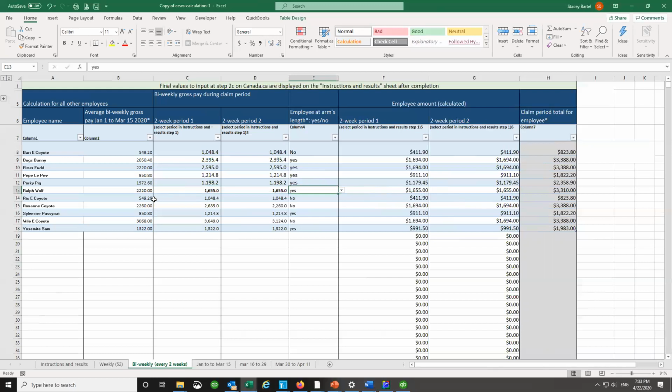Now, did we have anybody else that was like that? Same thing with Porky Pig. Porky Pig was at 1572, and he's only at 1198. So 1572 times 75% is 1179. Here, what you'll see is he's getting paid 1198, but they're only compensating him for 1179 because that's 75% of his wage. So now you'll see how that 100% of the 75% works. Make sense? Okay. So now we're pretty much done.